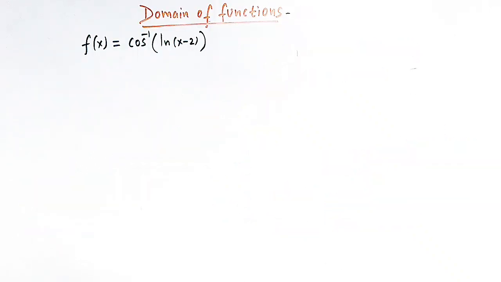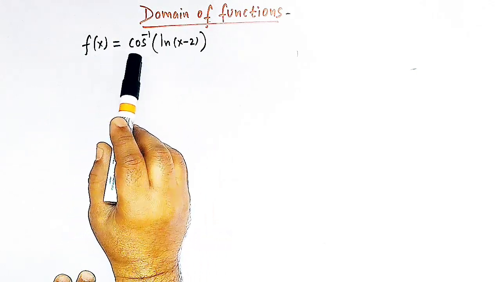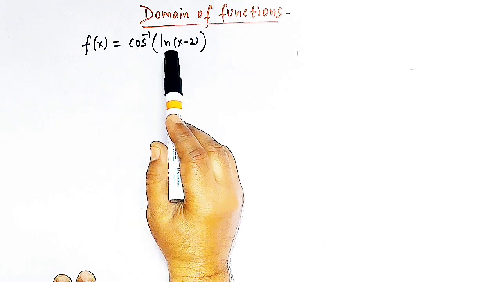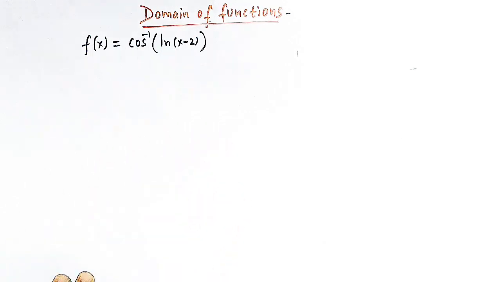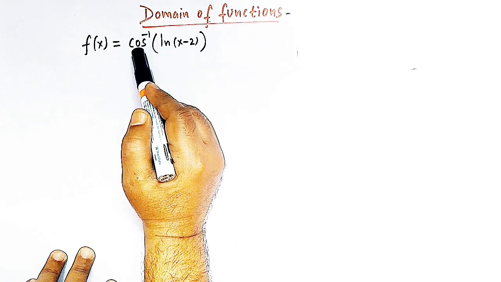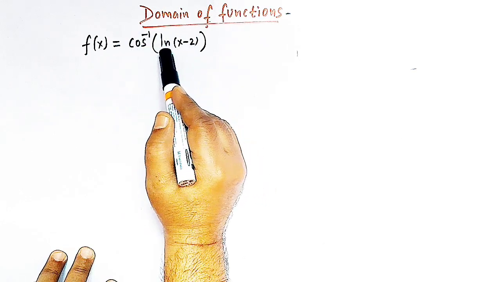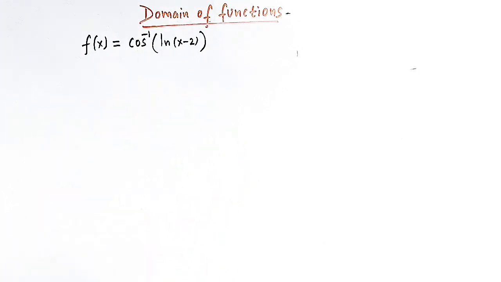Hello viewers, in today's session we are going to discuss another important problem from domain of functions, and in this session we are going to find out the domain of this function f of x equals cosine inverse of natural log of x minus 2, right? So here we'll try to find out the domain of this function where we have the inverse trigonometric function, that is cosine inverse, and here we have the logarithmic function.